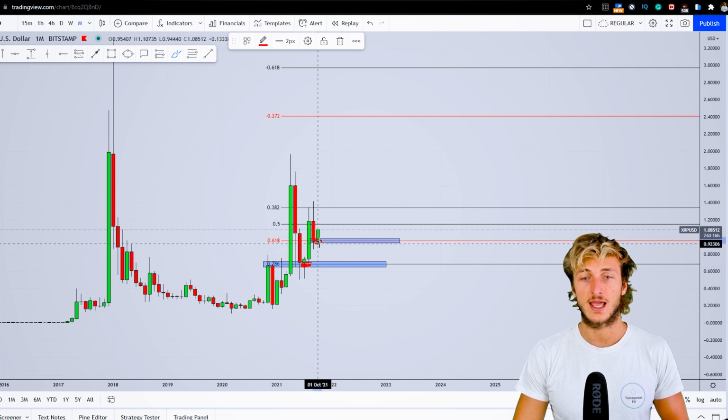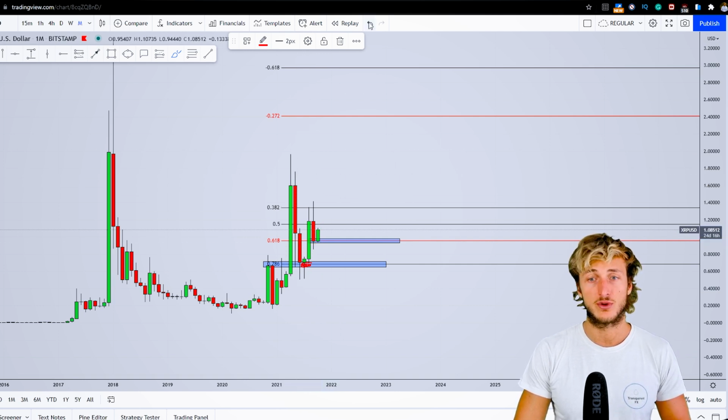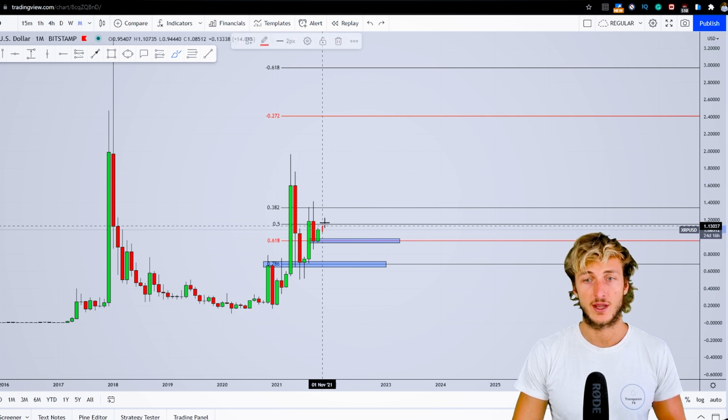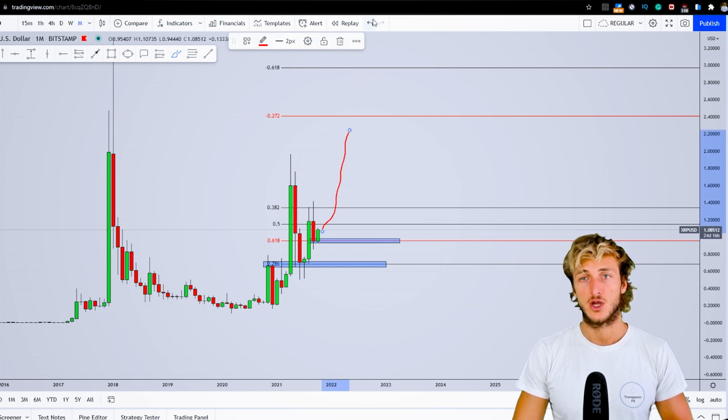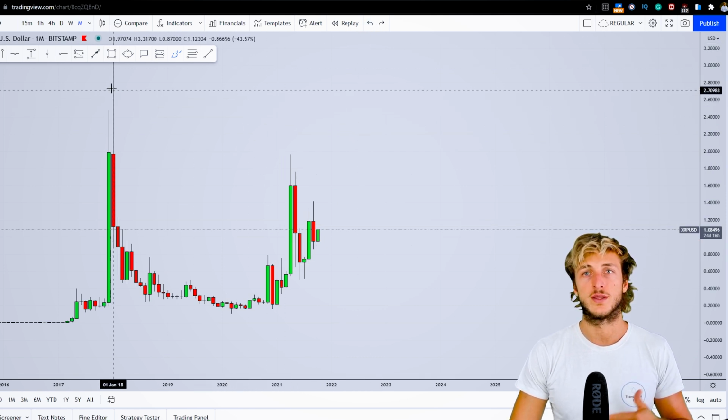Currently we are testing and rejecting the 0.618 golden ratio of the Fib taken on this monthly impulse, which once again is a very strong support and demand area from which we can expect more continuation to the upside. So here on the monthly, everything seems quite bullish.